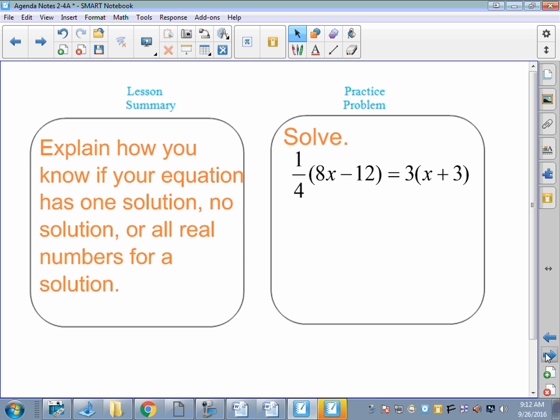And here's a nice little problem for you. It's got a fraction in there. Don't be discouraged or scared because we're just going to use distributive property on both sides and everything should work out nice and neat.